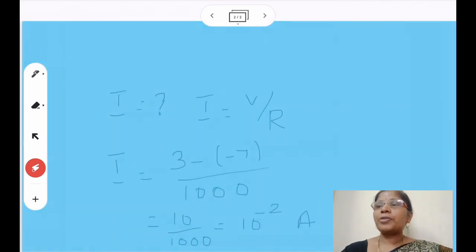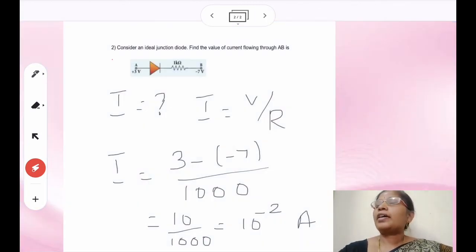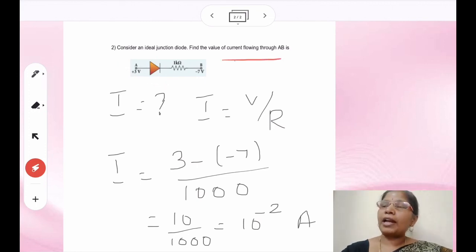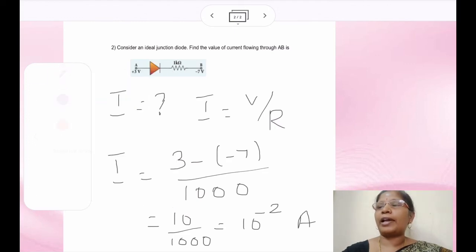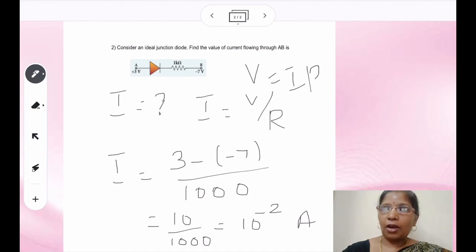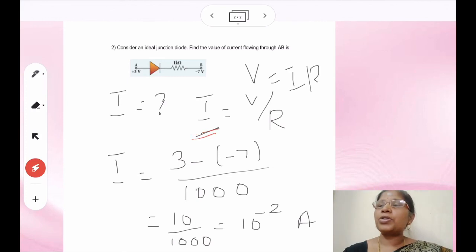Okay. Now the next problem is, consider an ideal diode. Now this is a junction diode. You are calculating the value of the same current I in between A and B, across this junction. You know the formula for Ohm's law. The same Ohm's law formula I am using here: V equal to I multiplied by R. From this, I am calculating the value of I. So, I is equal to V divided by R.